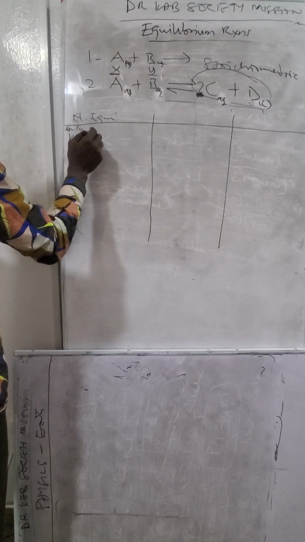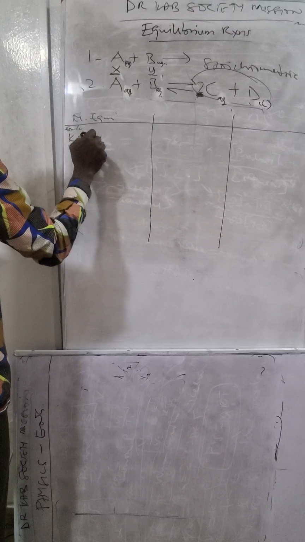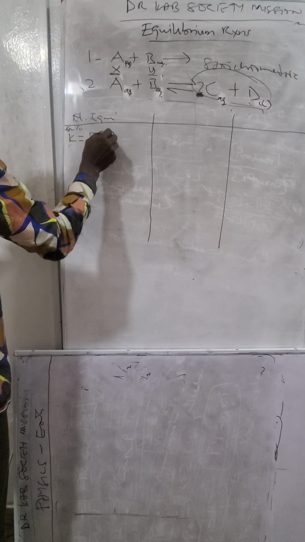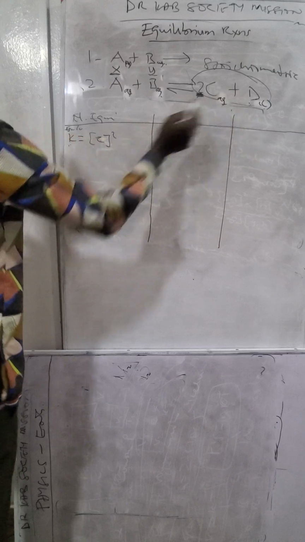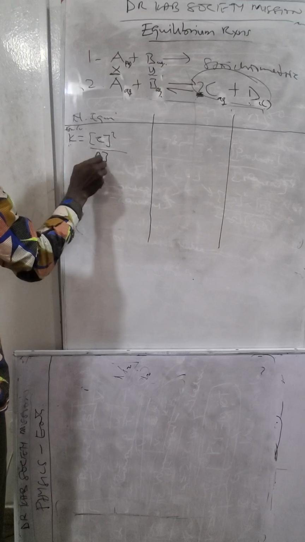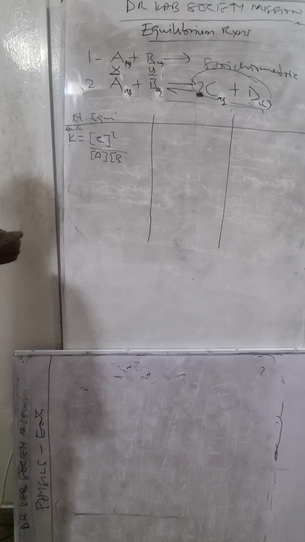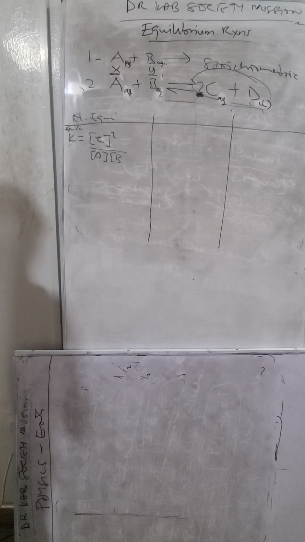It's going to be the concentration of C to the power 2. D is liquid, so we leave it out, over A, which is aqueous, so we can put it there, and B, which is also aqueous, so we can put it there. So that is how it's going to be.